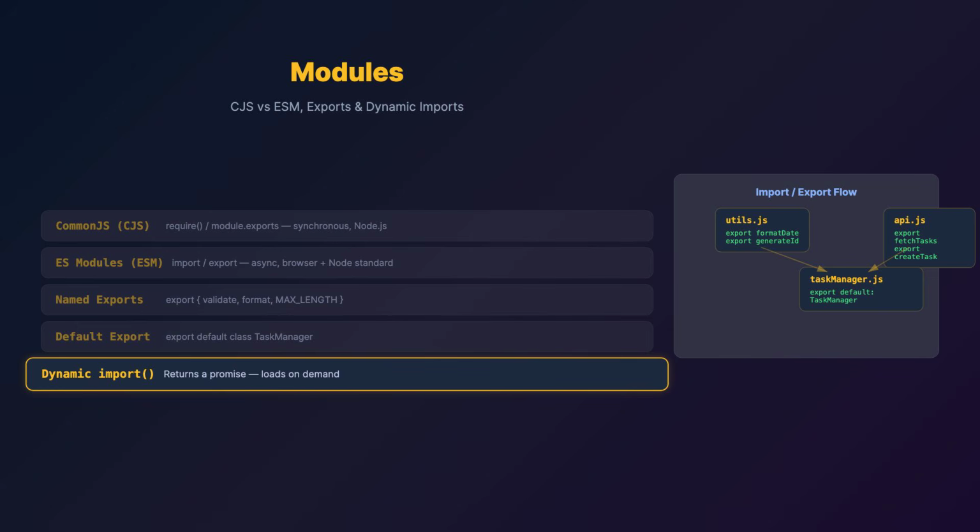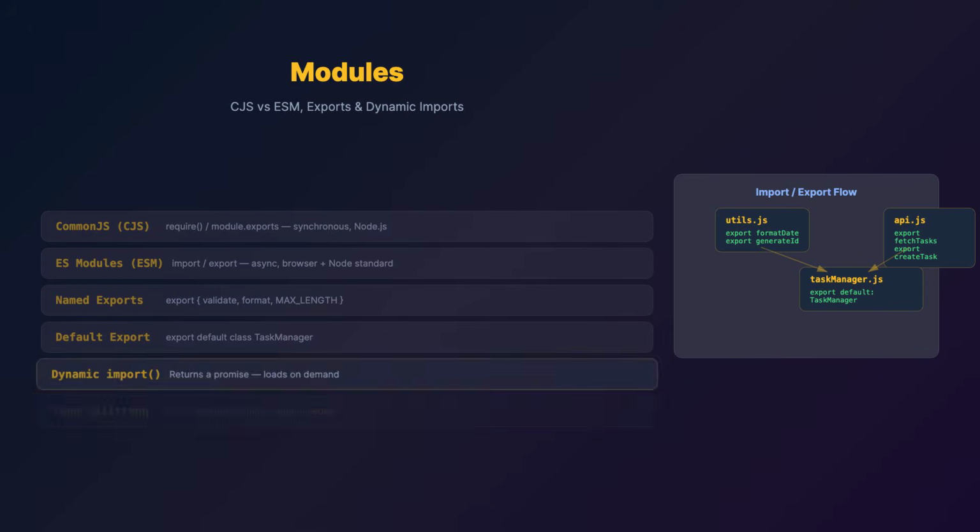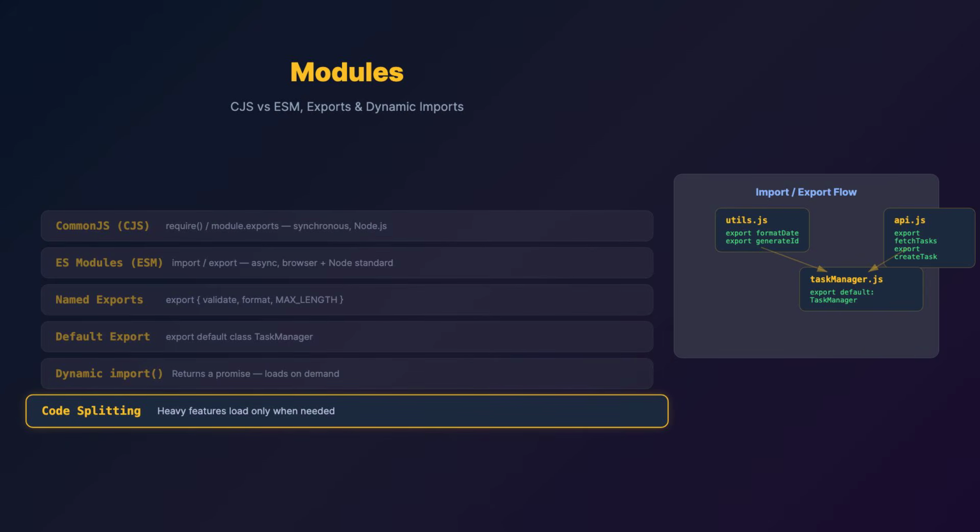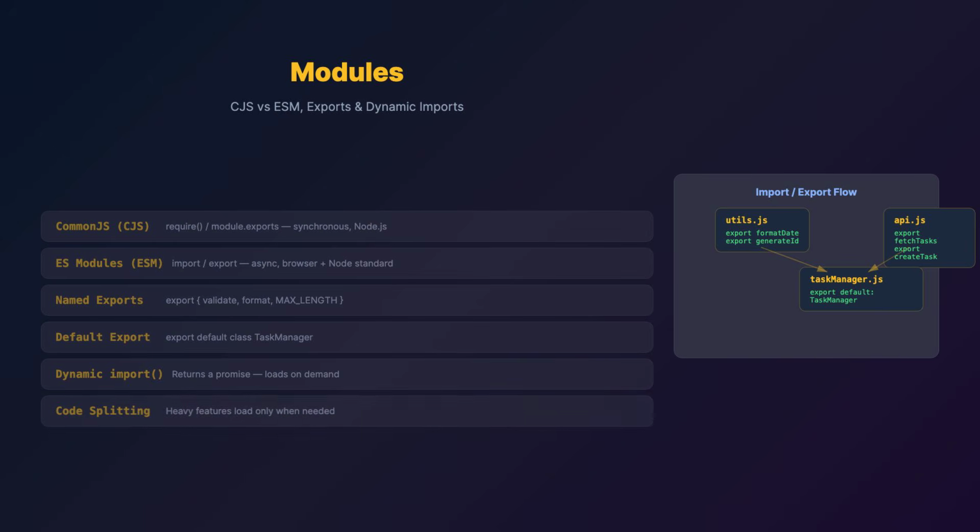Dynamic imports use the import function with parentheses. Import, parenthesis, file path, returns a promise. The module loads only when that line of code runs. This is called code splitting. Heavy features like a chart library or PDF generator only load when the user needs them. Dynamic imports cut your initial bundle size and speed up page load.